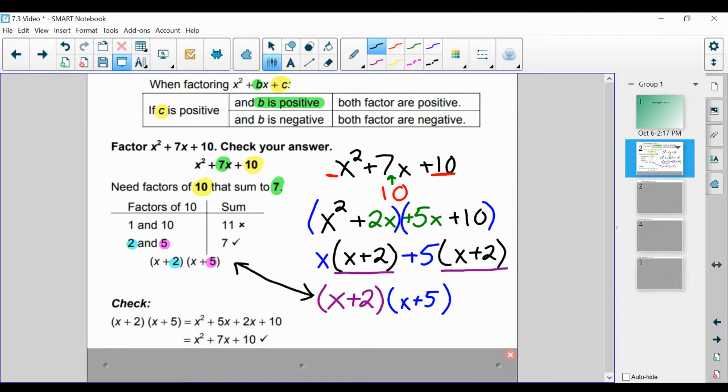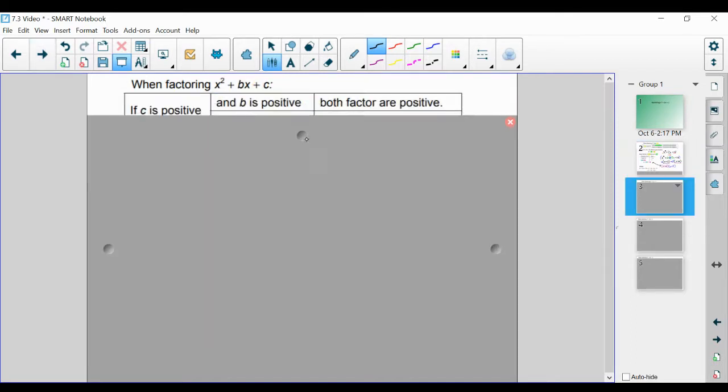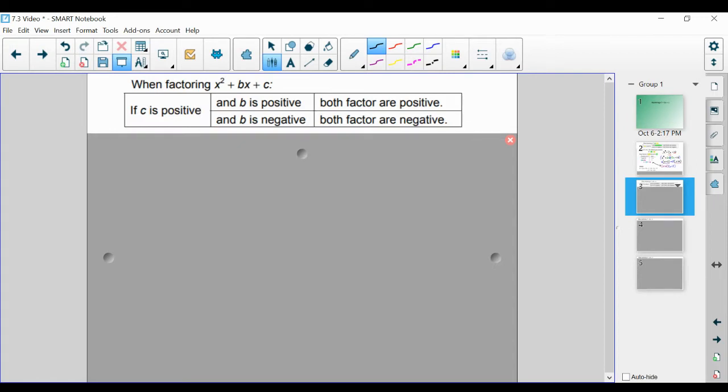So I'm going to be using this process for every example that we go through. Again, you can use whichever method you want. Let's go on to another example. We should still be on the front side of our guided notes. We're going to talk about this bottom part.